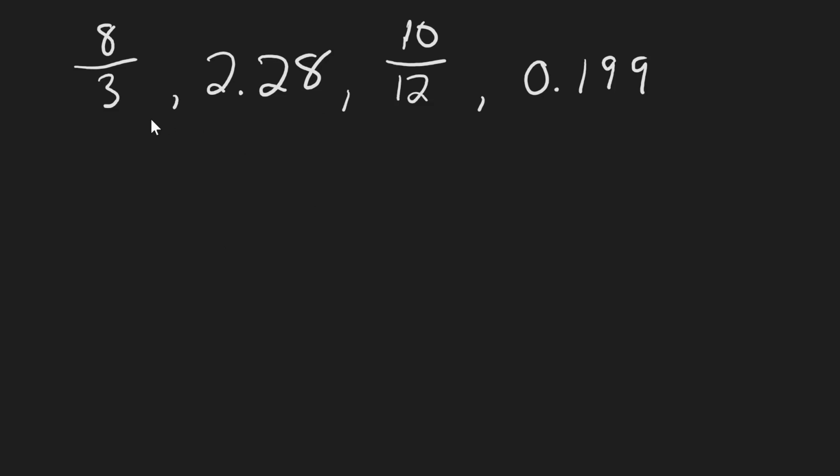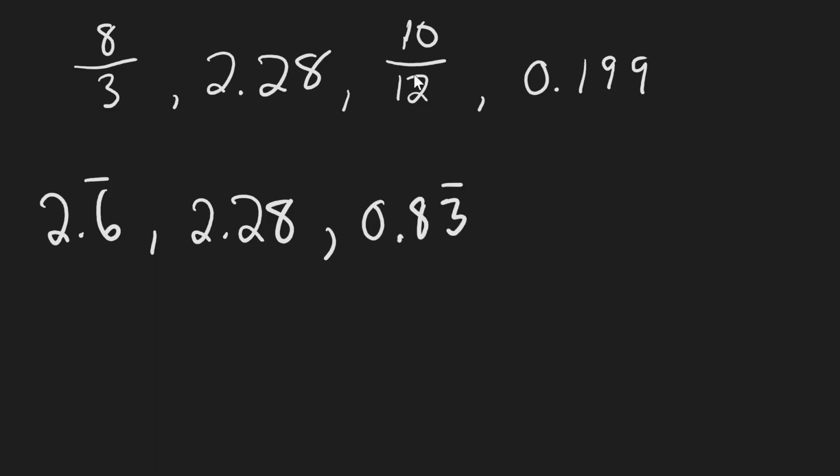So first thing we need to do is calculate 8/3 and figure out what decimal that is. How do we do that? Any fraction is a division problem. This is really 8 divided by 3. So we can plug 8 divided by 3 into our calculator, and it will say that is 2.6 repeated. Then we still have 2.28, and then 10/12. This is really 10 divided by 12, which gives us 0.83 repeated. And then we still have 0.199.